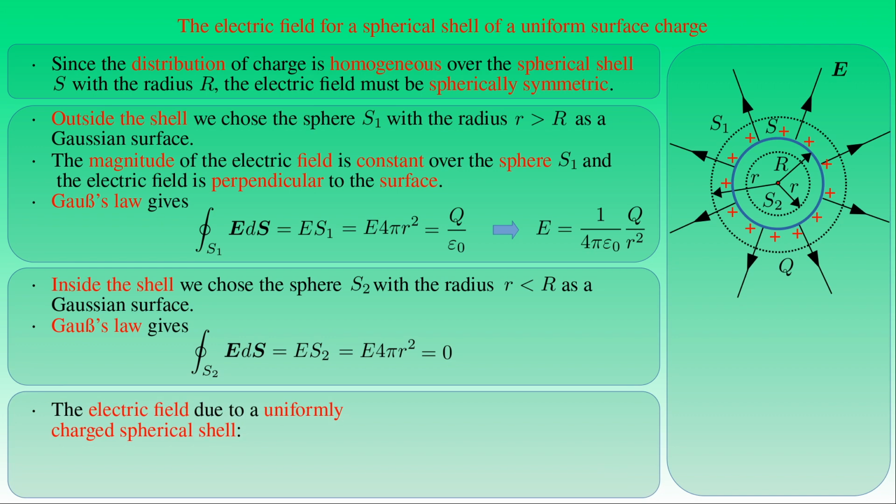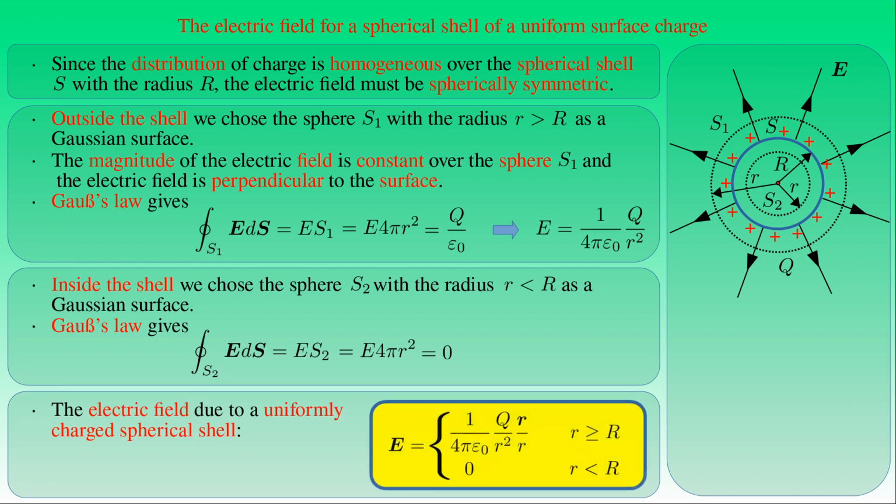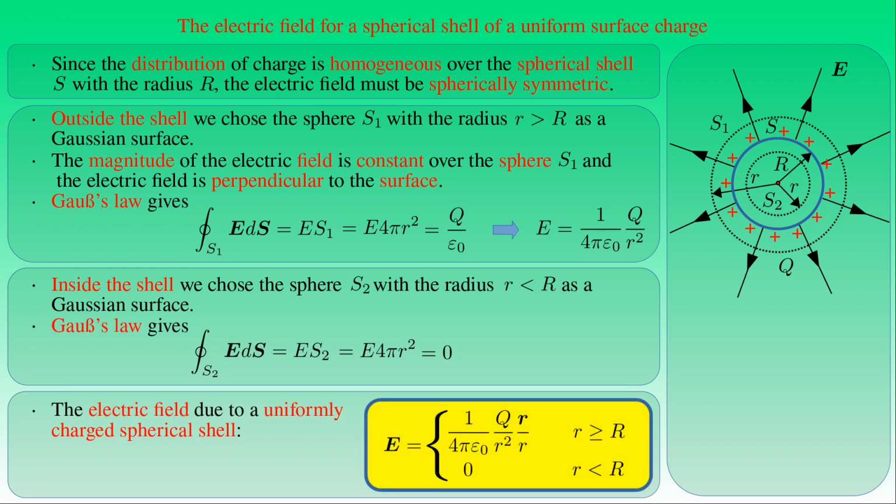At an arbitrary point outside the shell, it is given by 1 over 4 pi epsilon naught, times the charge Q over the square of the distance r between the center of the shell and that point, times the vector r pointing from the center to that point divided by its length. Whereas the electric field vanishes inside the spherical shell.